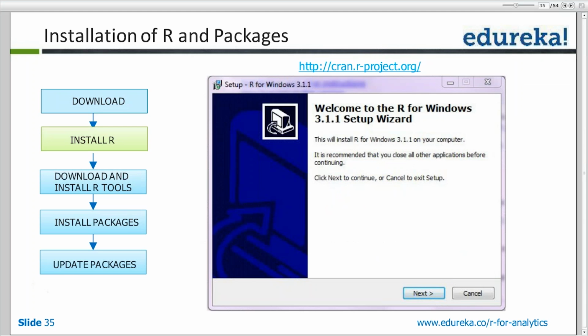So this just walks you through the installation process. It's fairly straightforward. All that you need to keep in mind is that during the course of the installation, you will have to identify whether you need a 64-bit or a 32-bit R. So you need to choose that particular bit which aligns well with your operating system. Okay.